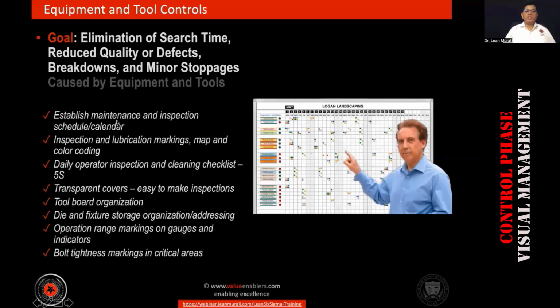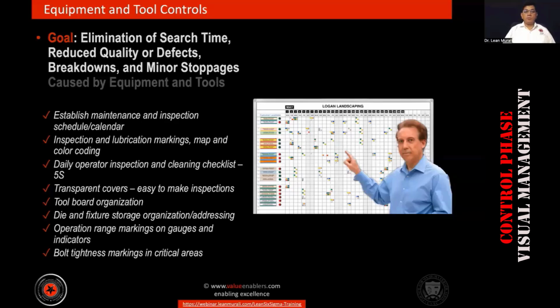You might have an established and maintained inspection schedule. You might have inspection and lubrication marking maps, daily operation inspection and cleaning checklists. You might have transparent covers to make inspections easy. You might have tool board organization, die fixtures, storage locations. You might have operating range marks on gauges. How many of you can relate to this? On gauges, you have some gauge markings, right? Like this. And bolt tightness marking in critical areas and all that stuff.